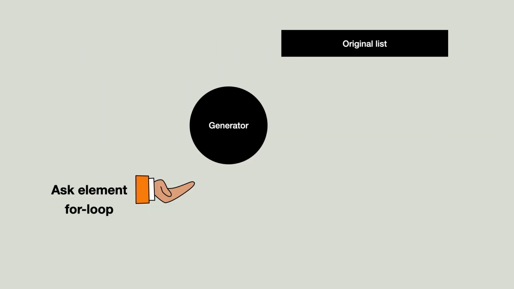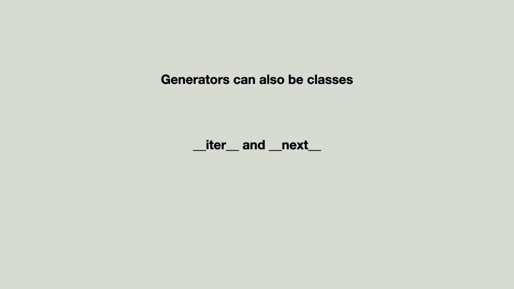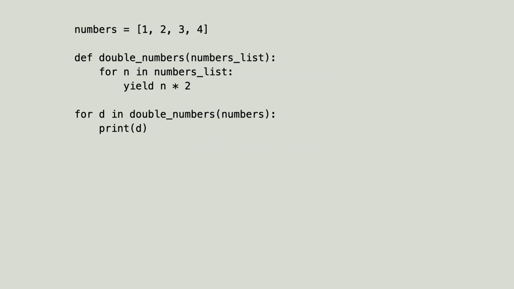So generators allow you to write lightweight functions that operate on lists and produce elements one by one with the yield statement. But I've got to tell you that not all generators are functions that yield. Generators can also be classes that implement __iter__ and __next__. But that is out of the scope of this video, and I will go back to yield.